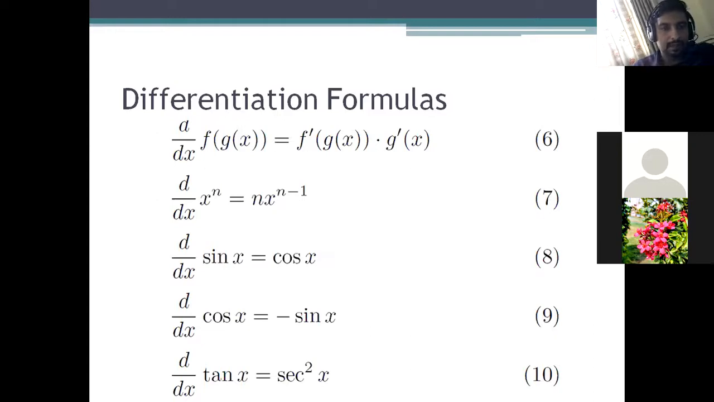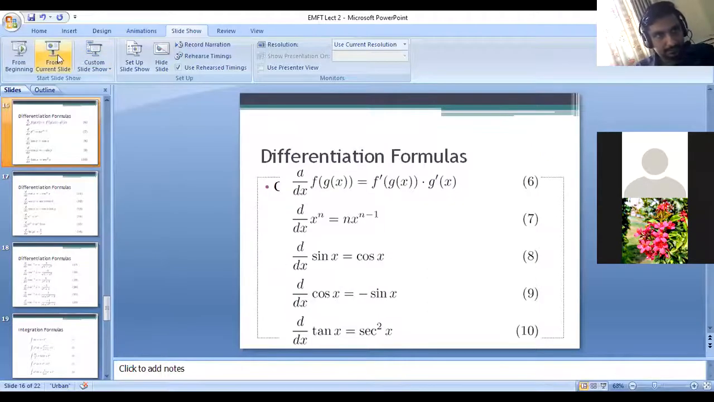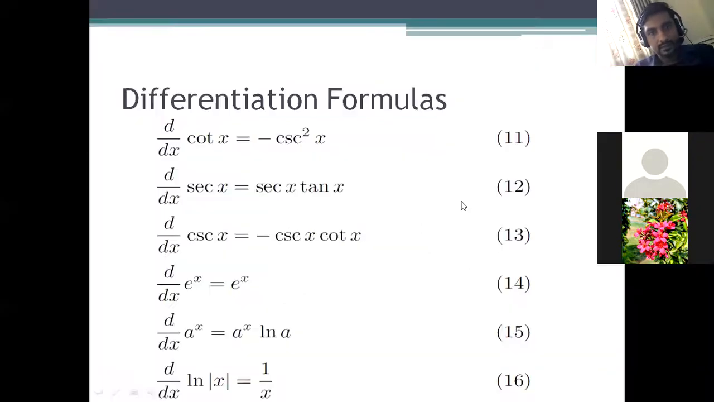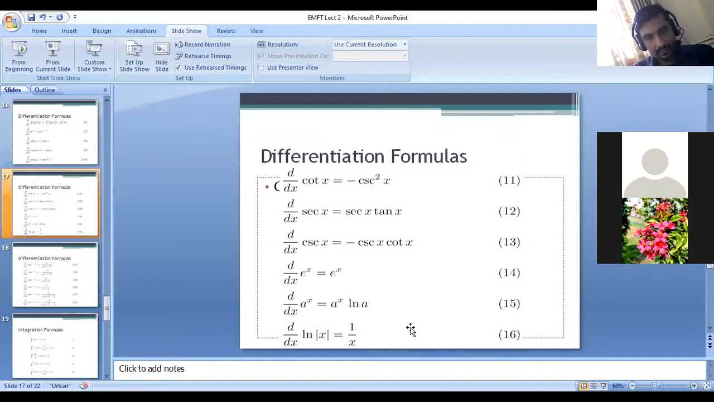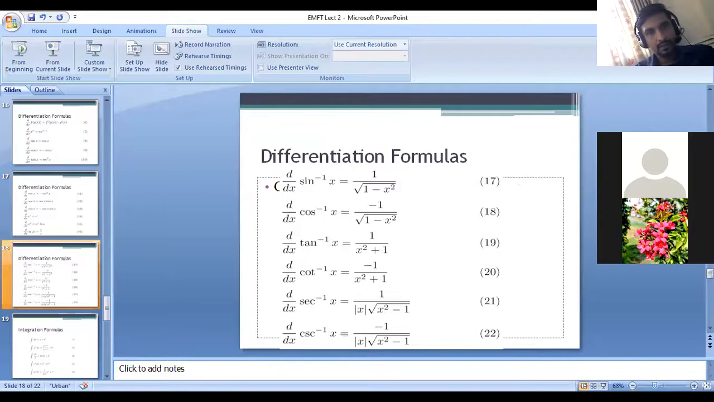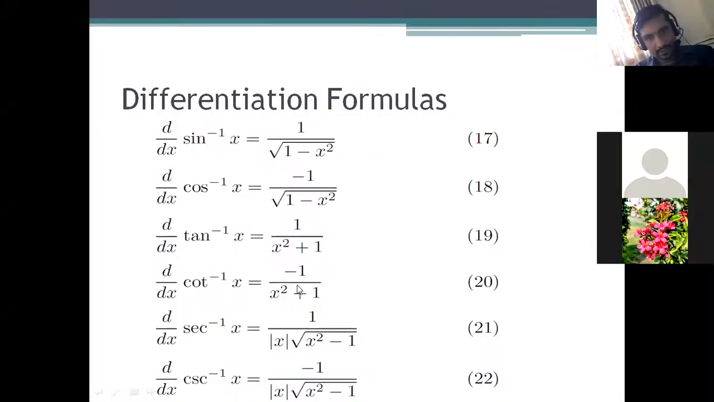Try to remember those formulae, like d by dx of sine x is equal to cos x. The derivative of sine x is cos x, the derivative of cos x is minus sine x, the derivative of tan x is sec squared x. Then the derivative of cot x is minus cosec squared x. The derivative of sec x is sec x tan x. The derivative of cosec x is minus cosec x cot x. The derivative of e to the power x is e to the power x. The derivative of a to the power x is a to the power x log a. The derivative of log x is 1 upon x. Then some inverse trigonometric functions and their derivatives.